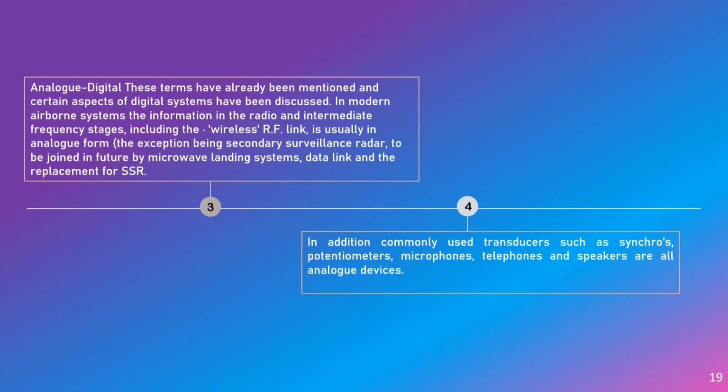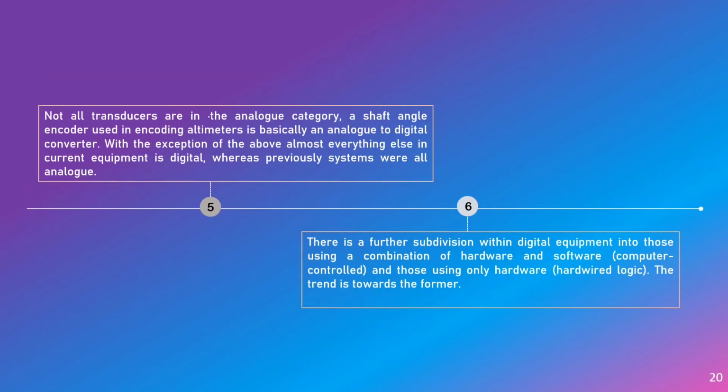Not all transducers are in the analog category. A shaft angle encoder used in an encoding altimeter is basically an analog to digital converter. With the exception of almost everything else, the current equipment is digital, whereas previously systems were all analog. There is further subdivision within the digital equipment, into those using a combination of hardware and software, computer controlled, and those using only hardware, hardwired logic. The trend is towards the former.